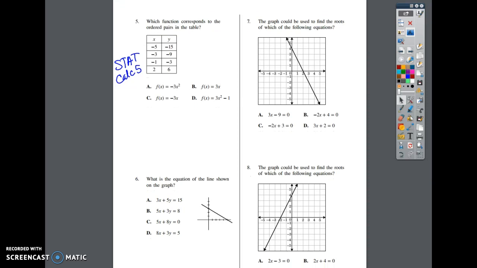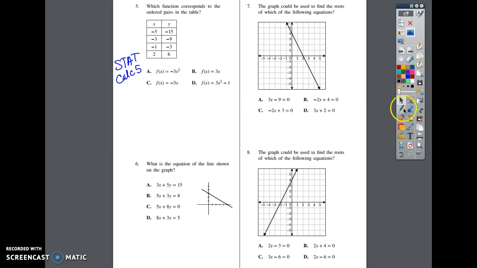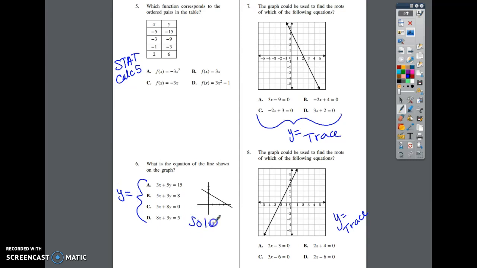Once you get to number 6, 7, and 8, you need to put those in y equals. So number 7, these equations all go in y equals, trace, and see which one matches that one. Same thing for number 8, y equals, trace. But when you get to number 6, okay, these all have to be in y equals. And in order to do that, we need to solve for y. So just like we did yesterday, you need an extra sheet of paper so that you can show your work.